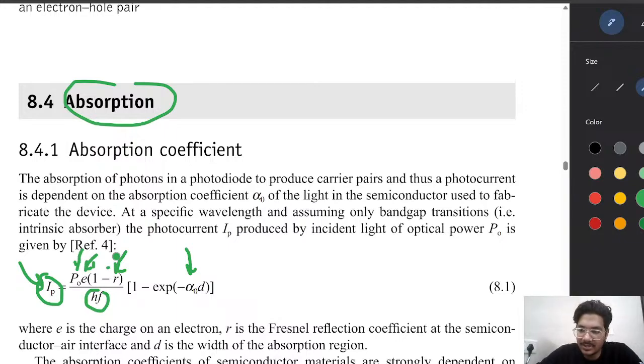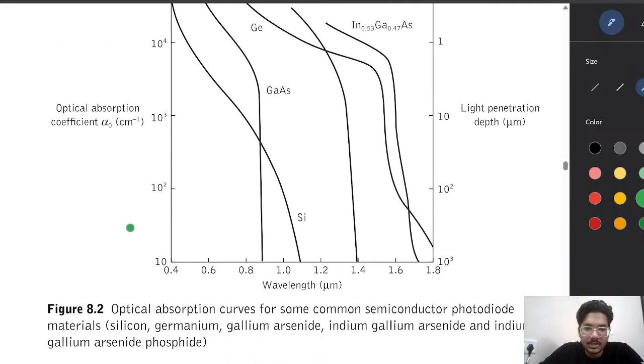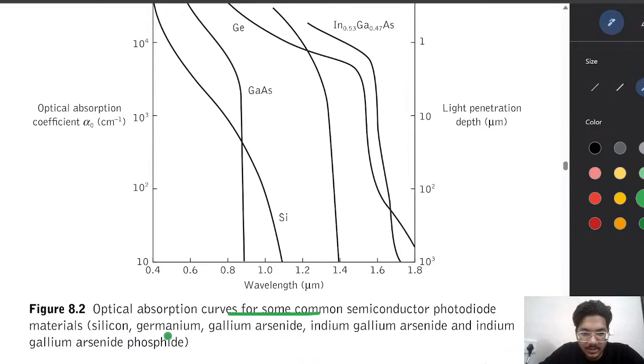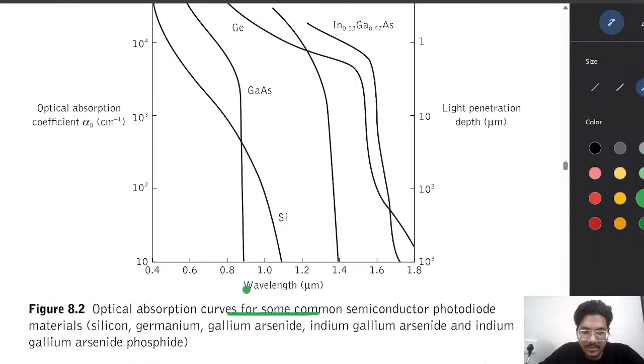So no need to study that much deeply. Okay, and the absorption curve for some common semiconductor photodiodes. There is an absorption curve for semiconductor diodes, in which wavelength and the optical absorption alpha are shown.